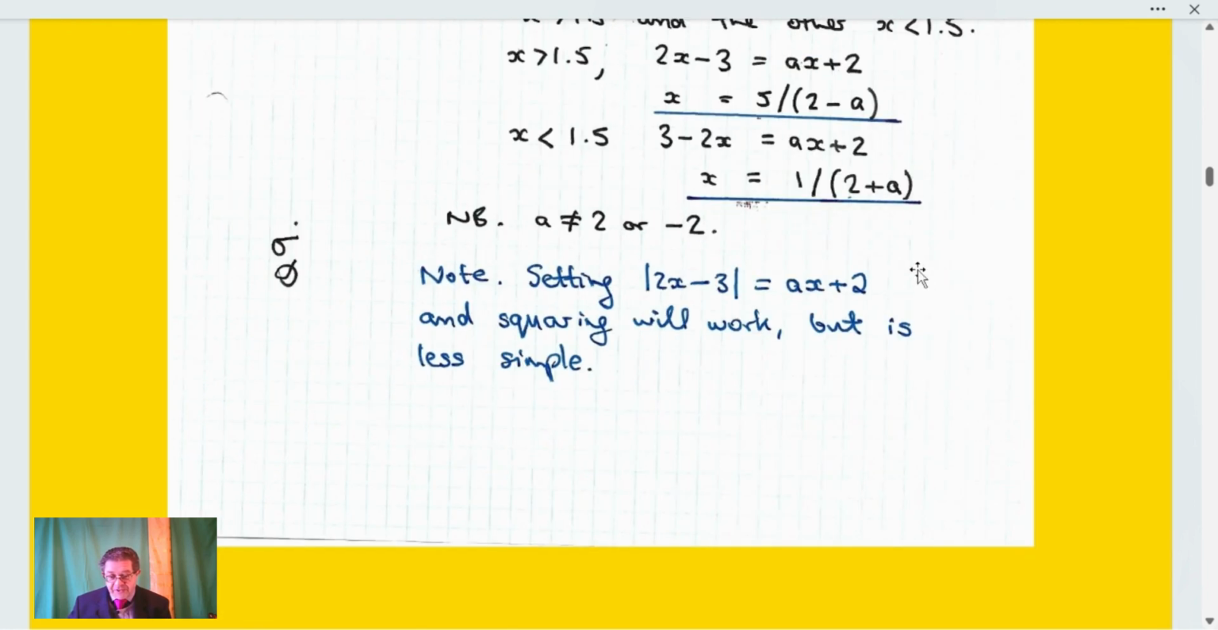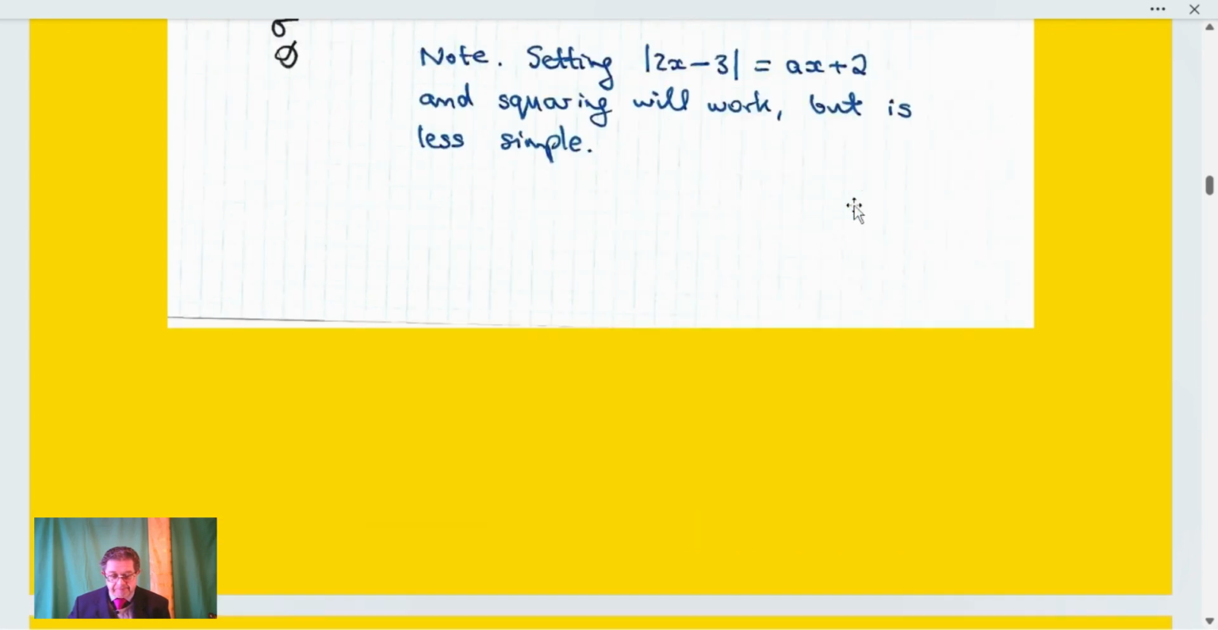Now you could solve those equations by setting the modulus of 2x minus 3 equals ax plus 2 and squaring. You can do that. It will give you the answers. Just remember that squaring sometimes gives rise to false solutions. So you need to check carefully that your answers are valid. And also in this case, it is less simple than solving the two linear equations.